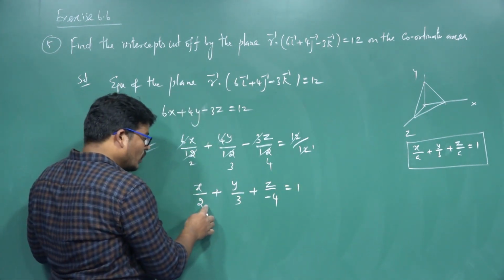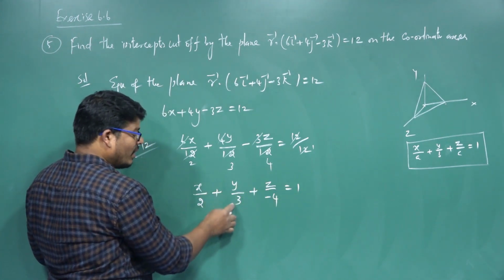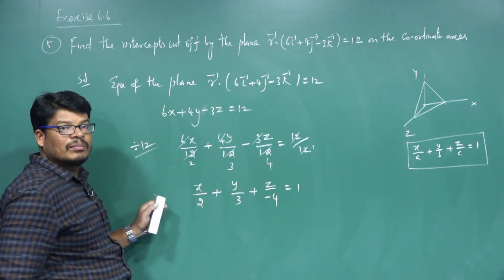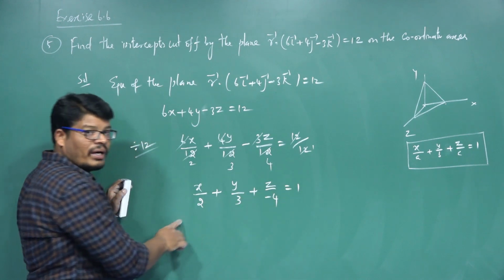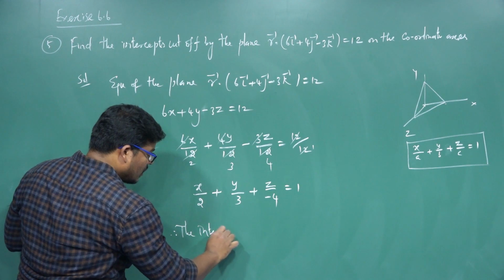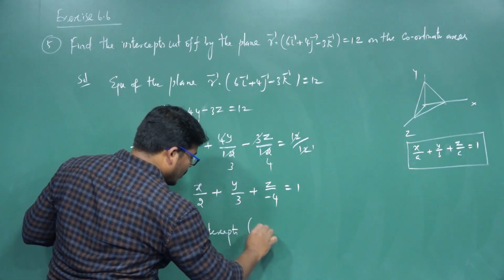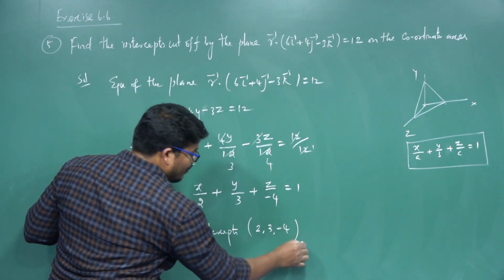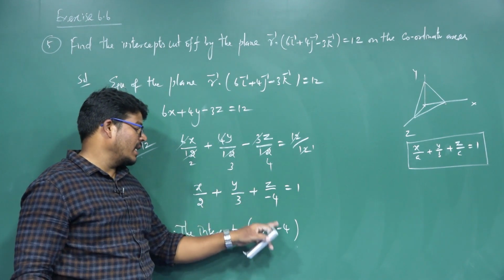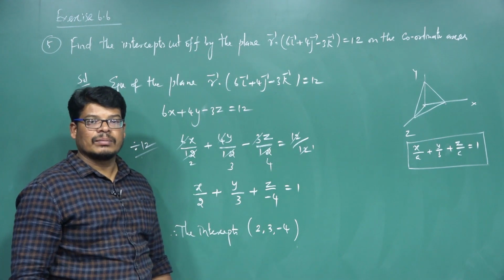x by 2 plus y by 3 plus z by minus 4 equal to 1 is of the form x by a plus y by b plus z by c equal to 1. That is the intercept form of the coordinate axis. Therefore the intercepts are 2, 3, minus 4. That is, the x-intercept is 2, the y-intercept is 3 and the z-intercept is minus 4.